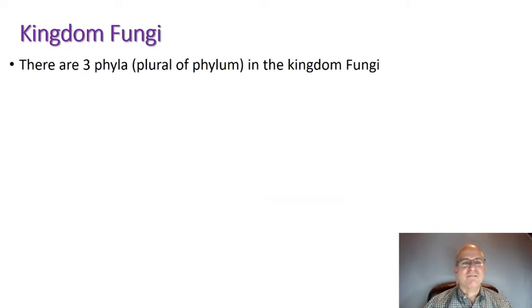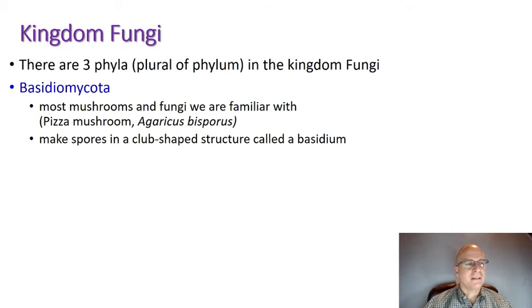So there are 3 different phyla in the kingdom fungi that we're going to be talking about in this class. There are some more, but these are the ones that we're going to be focusing on. So the first phylum is Basidiomycota. Most of the mushrooms that we are familiar with are going to be in the phylum Basidiomycota. It's going to include the pizza mushroom, and the scientific name for that is Agaricus bisporus. What makes basidiomycetes unique is that they make spores, if you look at them under a microscope, that are on a club-shaped structure called a basidium.